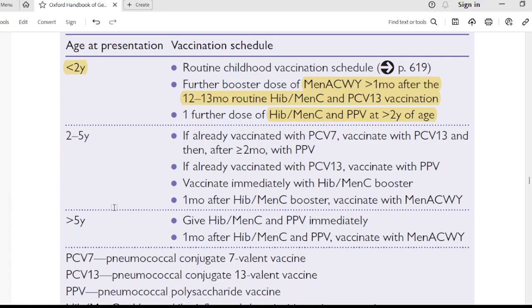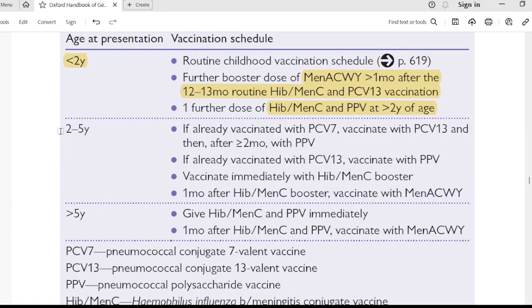Pneumococcal polysaccharide vaccine. 2 to 5 years of age at presentation. If already vaccinated with PCV 7, vaccinate with PCV 13, and then after more than 2 months with PPV. So if vaccinated with PCV 7, which is routine in the vaccination schedule, you need to vaccinate the patient with PCV 13, and then 2 months after that, with PPV.